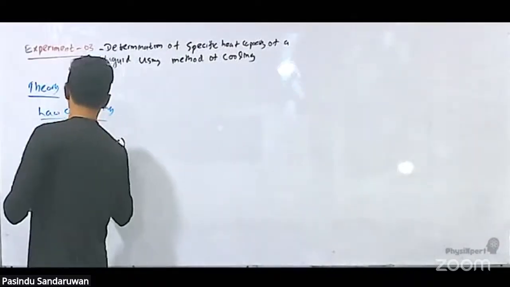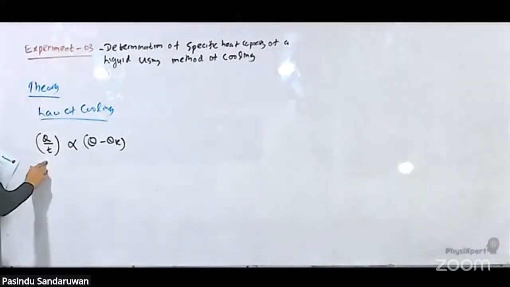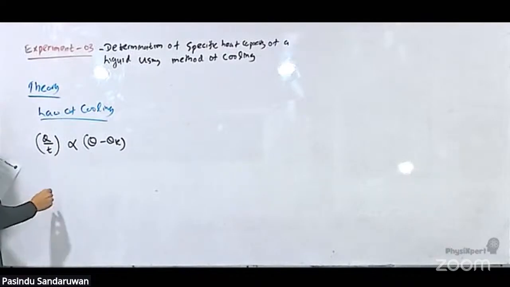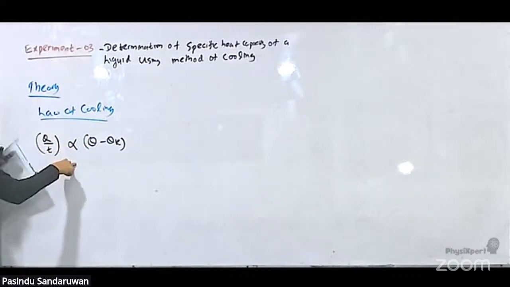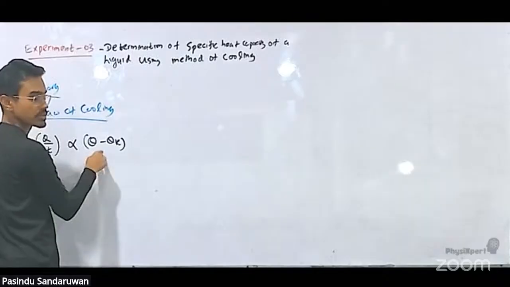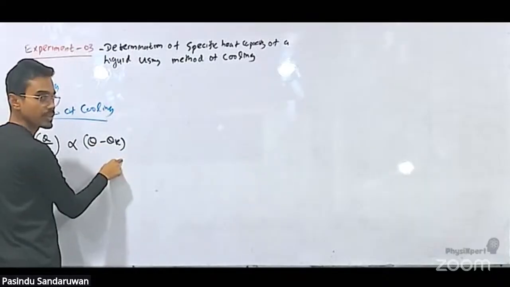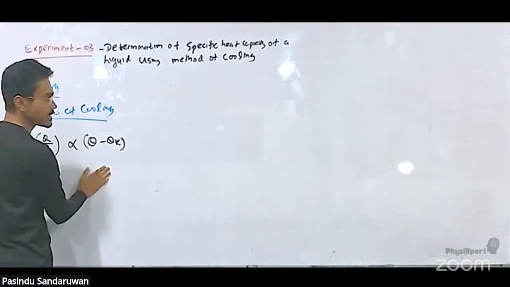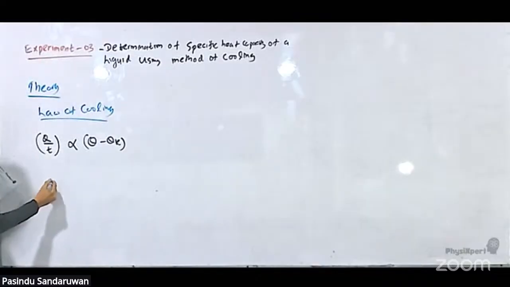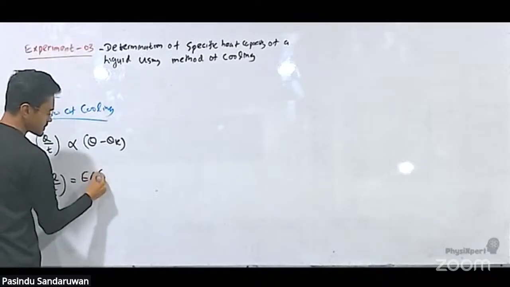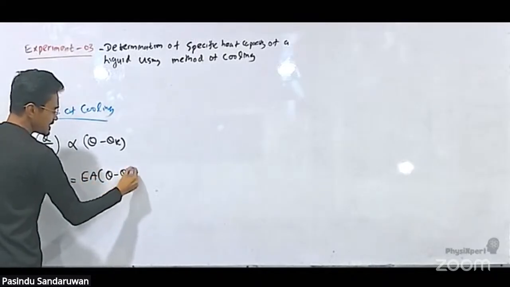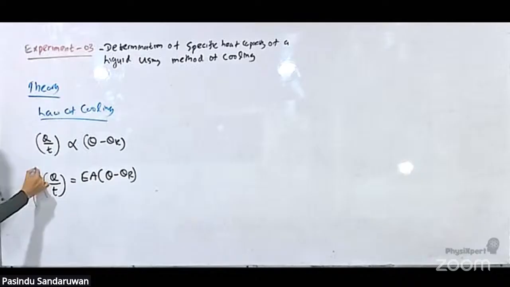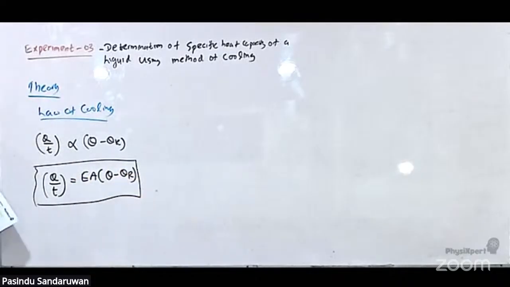Law of cooling: the rate of heat loss from a heated object is directly proportional to the excess temperature between the environment and the body. Okay, we make an equation. The equation is Q over T is EA theta minus theta naught.